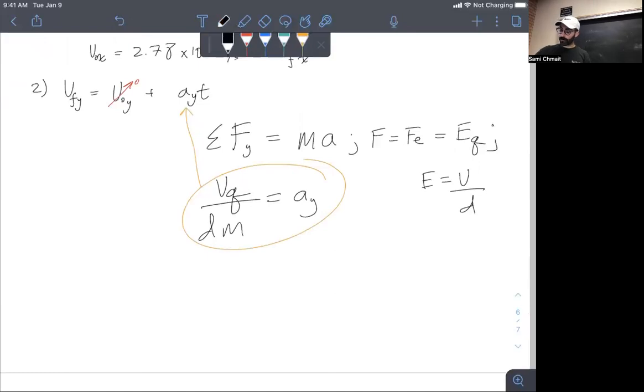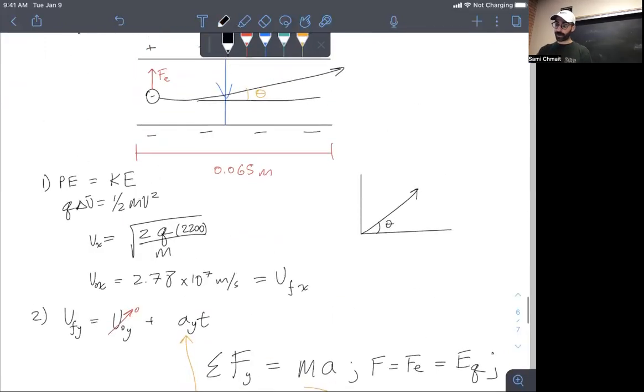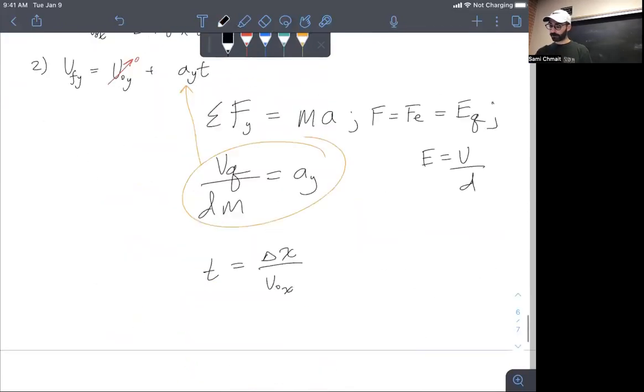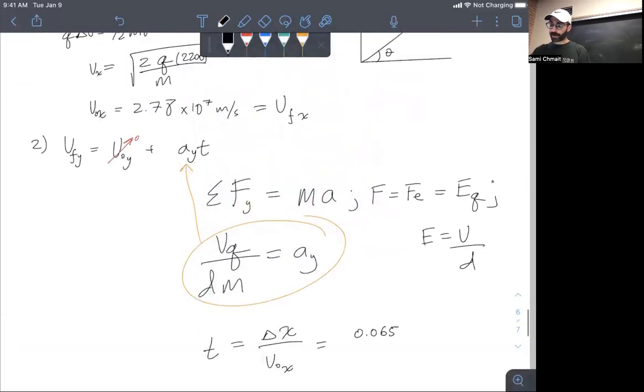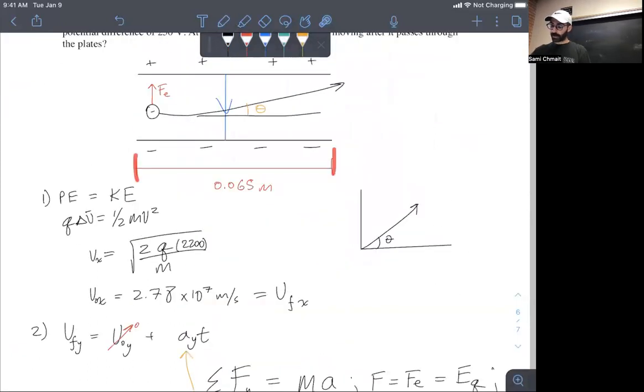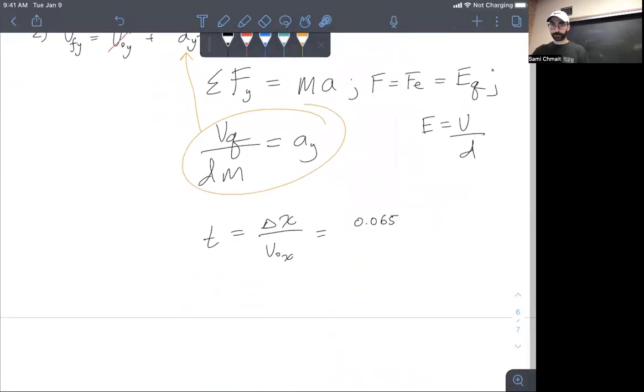The next thing we need to find is time. So t is going to be equal to the change in position. I'm just going to deal with the x divided by how fast it's going in the x, right? We have to use the x here because we don't know how fast it's going with the y yet, right? It's initially at rest, but we do know that there's a change in displacement as it travels through this parallel plate situation. So that change in x is going to be equal to 0.065. We'll define this as 0, and this as the end of it, divided by that v naught x from above, and that will be equal to 2.34 times 10 to the minus 9 seconds.